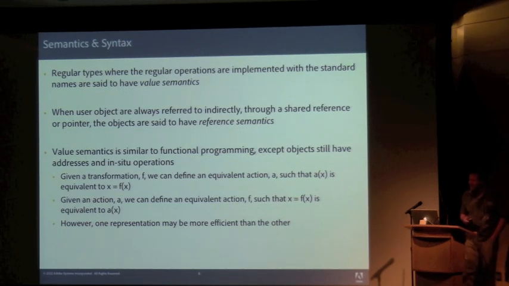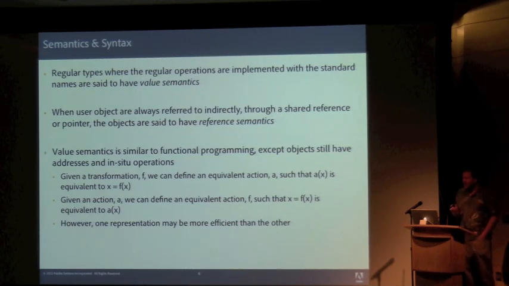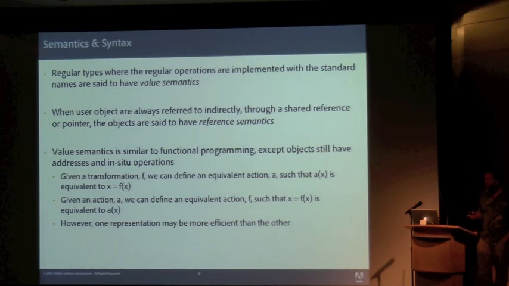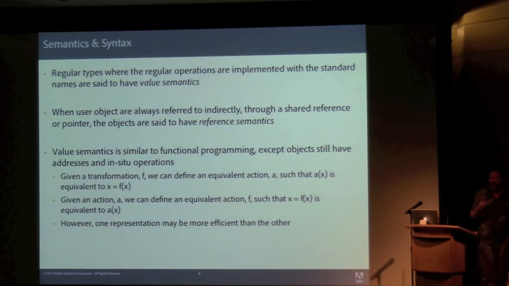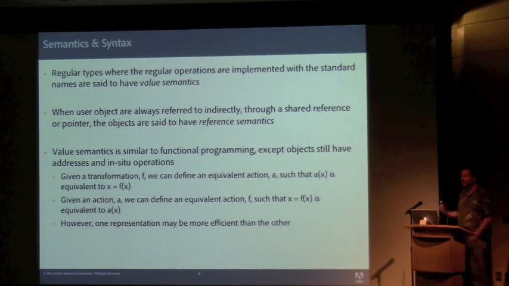Regular types, where the regular operations are implemented with the standard names, are said to have value semantics. Okay. Where user objects are always referred to indirectly through a shared reference or a pointer, the objects are said to have reference semantics. So this is what distinguishes, say, a language like Java, where every time you create a user type, you're always referring to it indirectly. So we say there that we have reference semantics.